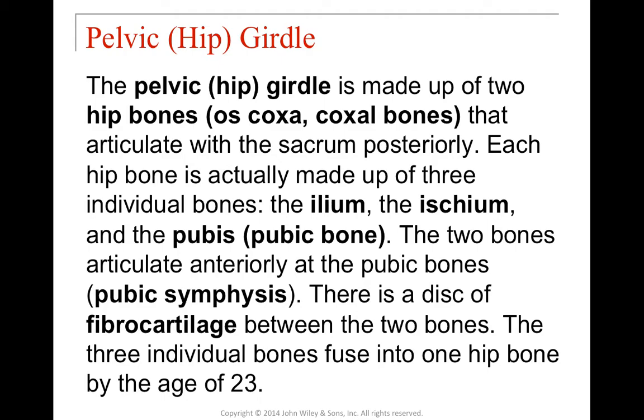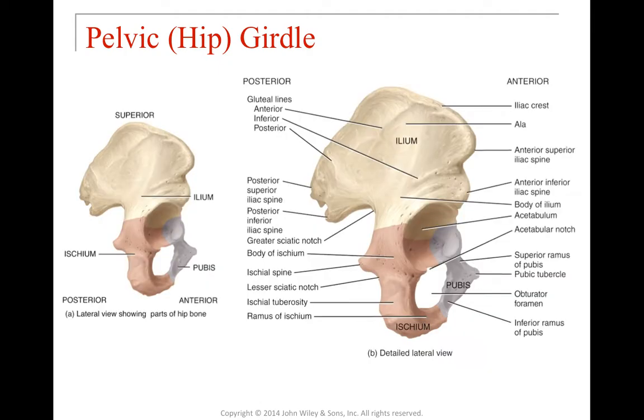And they're going to articulate in the front at the pubic bones at a region called the pubic symphysis. And there's a little bit of fibrocartilage between these 2 bones. And they are all going to fuse into 1 hip bone by the age of 23. So just like you heard about the sacrum and the coccyx fusing between 20 and 30, the hip bones are also all fusing together by age 23. So by the time you are 30 years old, all of these bones have become 1, even though they were originally separate bones when you were younger.